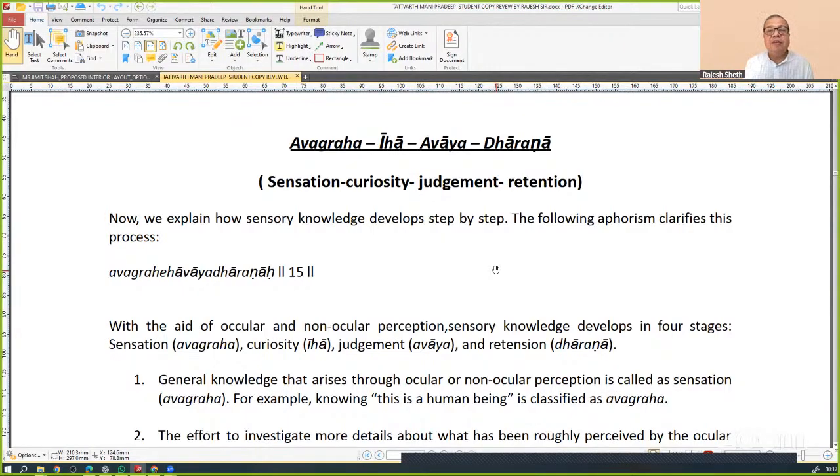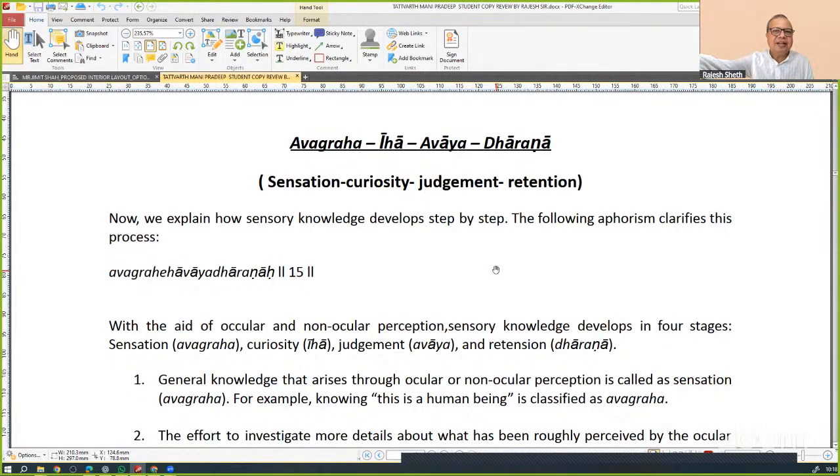Then you develop curiosity to know what it is. That is called iha. Iha is curiosity. The effort to investigate more details about what has been roughly perceived by the ocular and non-ocular perception is called curiosity. Okay? Curiosity, that is iha knowledge. For instance, recognizing someone as a human, the mind may inquire, but he is a civilian or a foreigner. This inquisitive knowledge that seeks specification is called iha.